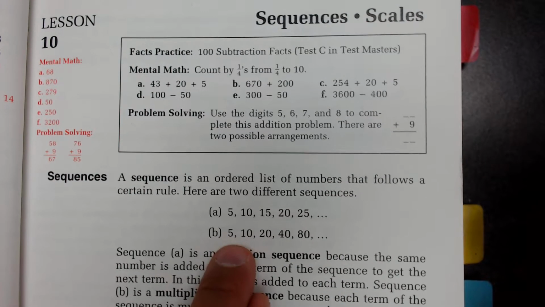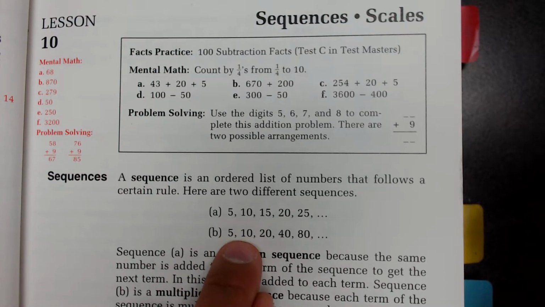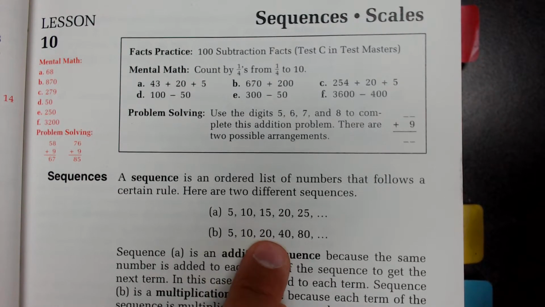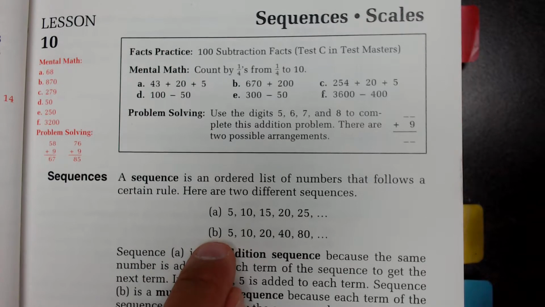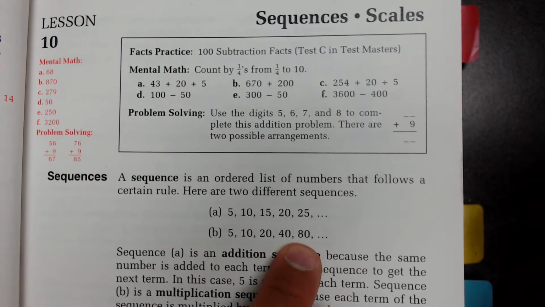Now let's look at the bottom one. Here we go from 5 to 10, same thing. We could get there by adding or multiplying. But then when we go to the second and third number, we see the only way we could go from 10 to 20 is if we multiply. So this rule is most likely going to be times 2. So let's test it out. 5 times 2 is 10. 10 times 2 is 20. 20 times 2 is 40. 40 times 2 is 80. So the rule for this second set of numbers is multiply by 2.